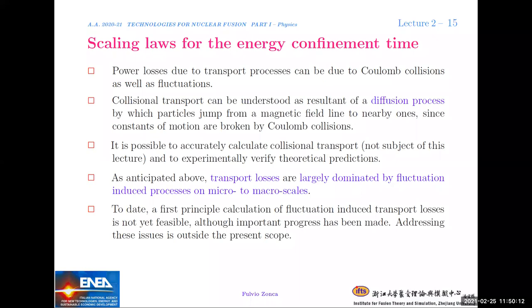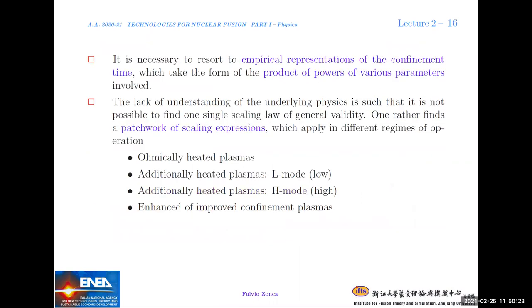And this is the reason why, still to date, we use an empirical way to describe the losses because of transport. Not because we don't know anything about that, but because we need a practical, empirical representation of the confinement time. Whenever you have such an approach, what people usually do is try to obtain scaling laws. Scaling laws means that you try to obtain a representation of the quantity you are looking at, in this case the energy confinement time, as a function of powers of the various parameters involved in the plasma. In this case, it could be the temperature or other things.